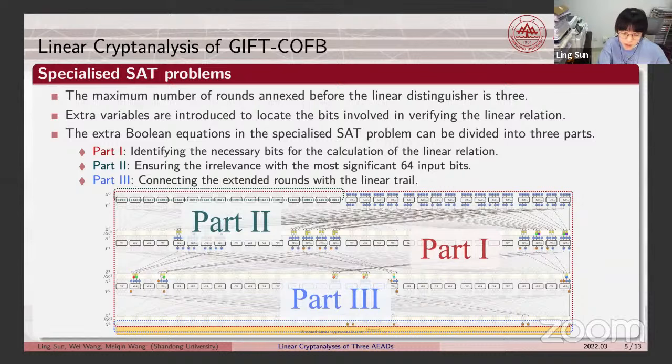the linear relation. According to the functionality, the extra Boolean equations in the specialized set problem are divided into 3 parts. The first part identifies the necessary bits for the calculation of the linear relation. The second part ensures the irrelevance with the most significant 64 input bits. The last part connects the extended rounds with the linear trail. After integrating these equations, the specialized set problems can find distinguishers matching the attack setting.